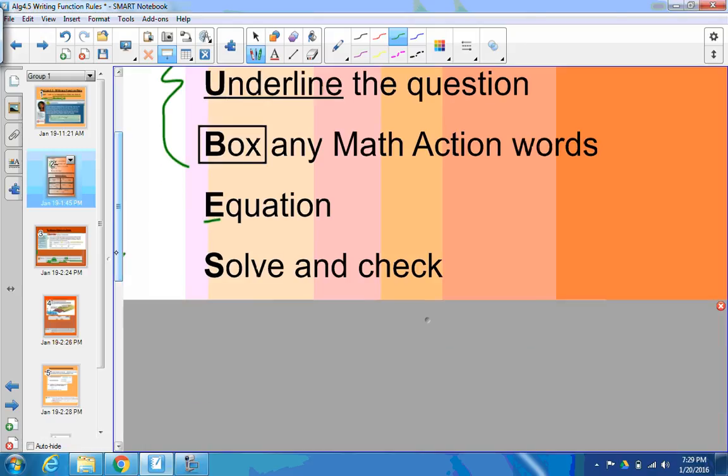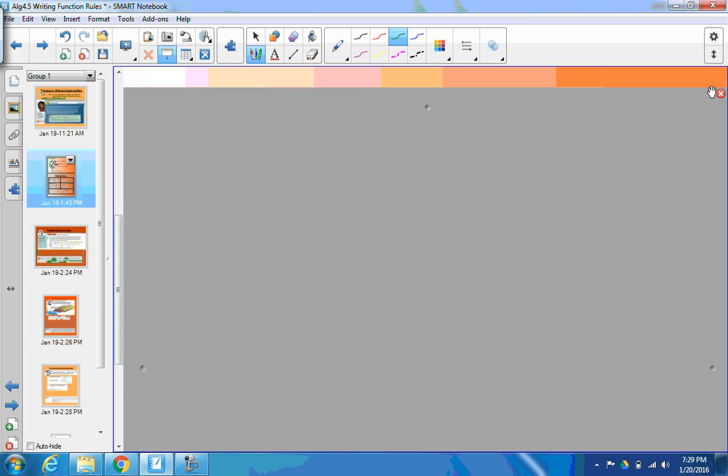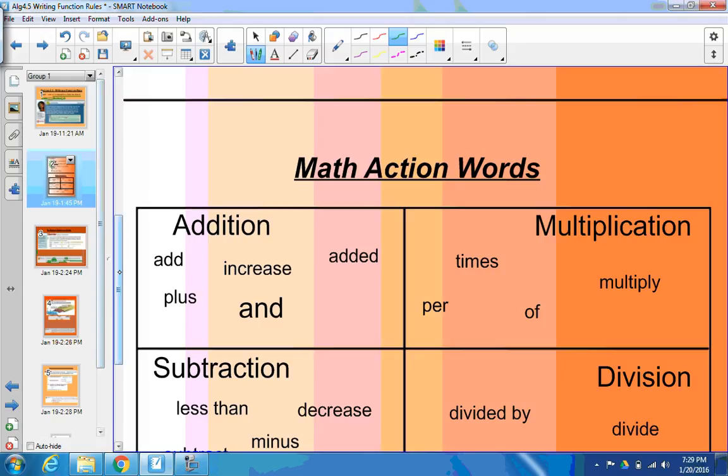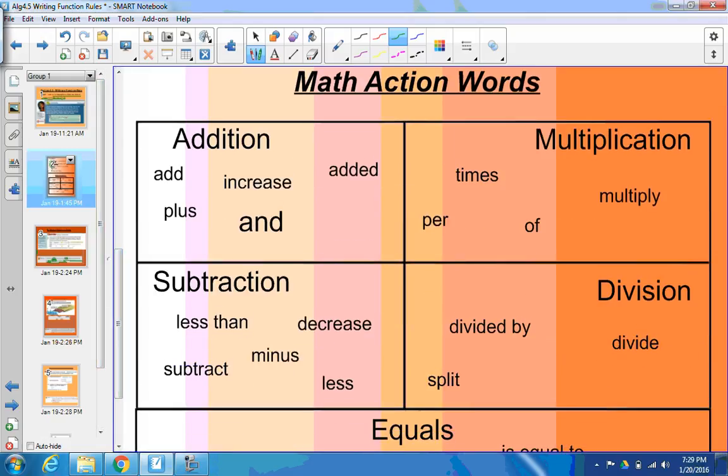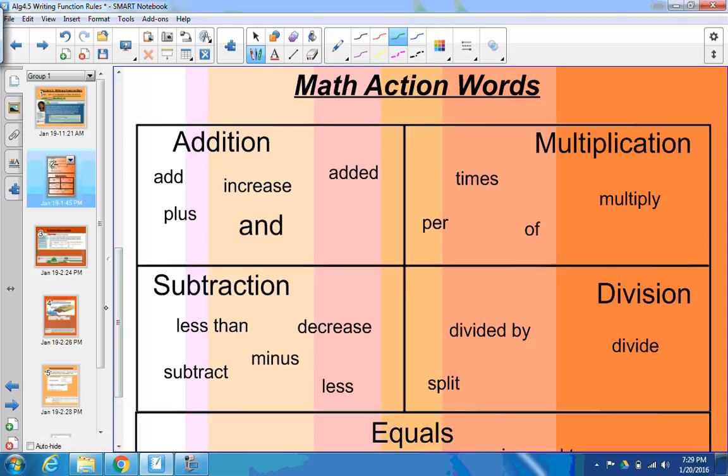When it says box any key math action words, these are some that we came up with earlier in the year for the different operations. So for addition, something we came up with, and there might be more: add, plus, increase, added, and how about more? That's one that we missed as well. More. Those are all keywords that would signify addition.